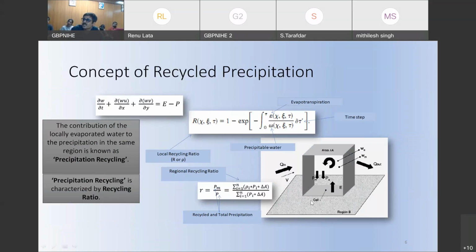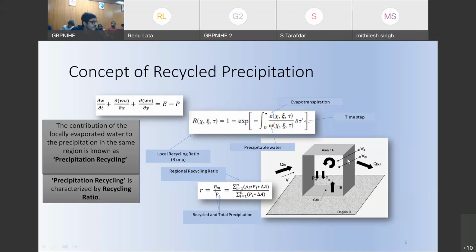So let's say you consider this region, and evapotranspiration is taking place over this region. Now if you are considering the total moisture over this region, some moisture is coming by advection from nearby regions and some is being generated by its own moisture. Now there is a concept known as recycled precipitation. Recycled precipitation means the precipitation that is generated because of the evapotranspiration that takes place over the same land region. So we are trying to understand the precipitation that is generated from this region's own evapotranspiration, and that is known as recycled precipitation.